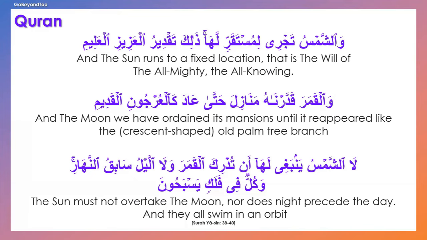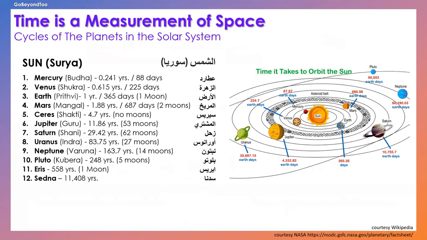The sun must not overtake the moon, nor does night precede the day, and they all swim in an orbit. This slide is taken from a previous video I already uploaded on YouTube that talks about the space-time cycles, and shows the period of orbit of each of the planets around the sun.